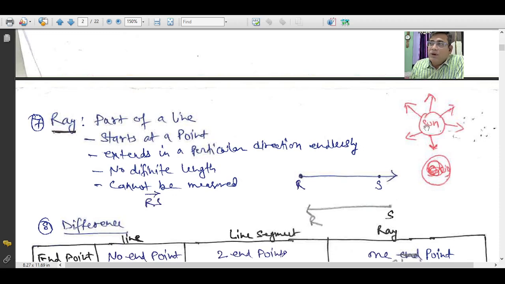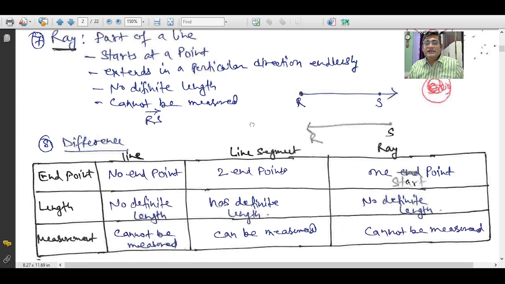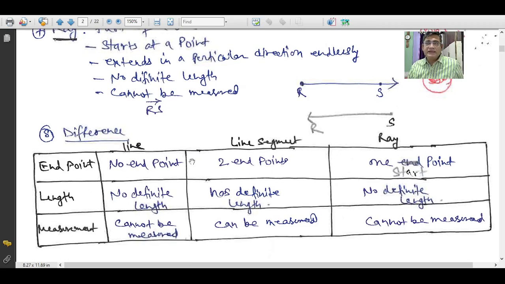Sun is the best example of a ray. The ray starts from the sun, so the start point is the sun, and there is no end point. It is continuously coming. Now you see this chart. You have to understand this very carefully. This is very important: line, line segment, and ray.